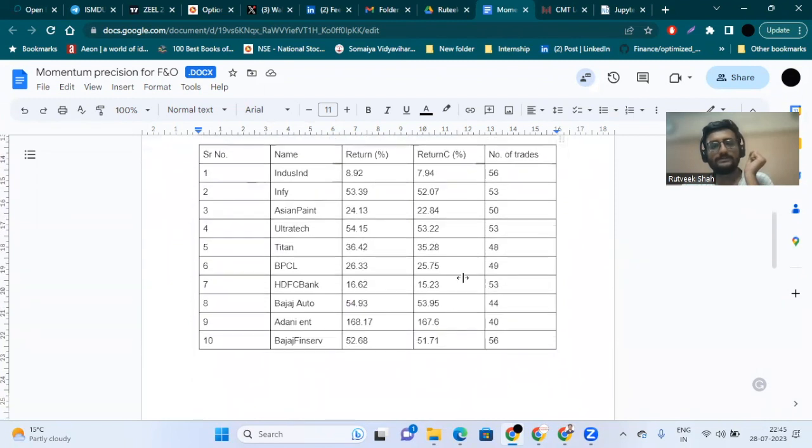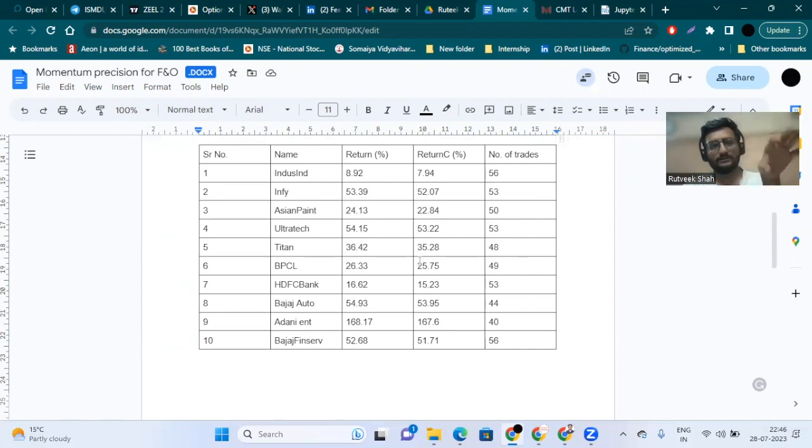This will show you, for example, that a stock gave us this return, and return C is the return adjusted for taxes and brokerage fees. Even after that, we are seeing a good amount of return here. It is also important to know that the number of trades is less. For example, we had a backtest of a year, and if there are only 60 trades in a year, it tells us that you're taking four or five trades a month. In the case of a few stocks like Adani Enterprise, you're taking fewer trades but getting a good amount of returns. That is important, and it is shown in these two columns as well.